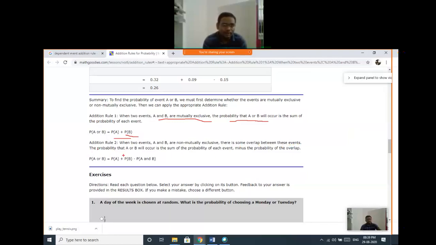The probability of A or B will occur is the sum of the probability of each event minus the probability of the overlap. Okay, so this is the important factor we are subtracting when it is not mutually exclusive. You have to consider that by judging what type of event is happening. Okay, so just see these, and these are some other things you can go through.